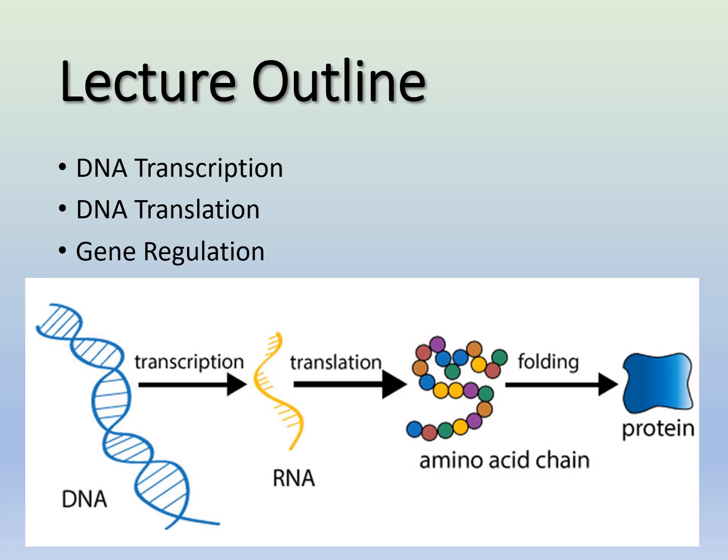So how do we read our DNA, turn it into a message in the form of RNA, and then how do we translate that into amino acids and proteins? Essentially, how do we read our DNA and create proteins out of it? That's the whole process of DNA transcription and translation. And then we'll talk a little bit about gene regulation. How do we turn genes off or on? And how do we regulate which ones are producing proteins?